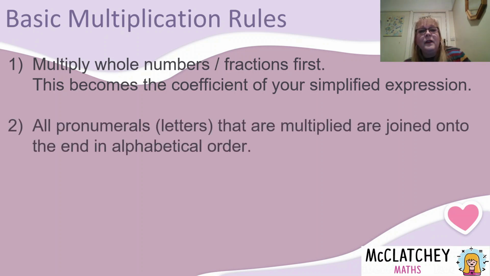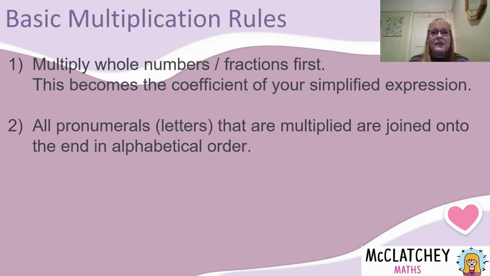Second rule, all those letters that are multiplied, we just join them at the end. Smush them together like they've been in a blender together. So if I've got an a times a b times an x times a y, it'll just simply sit on the end as abxy. All joined together, no symbols in between. Now, the order is not super important, but it's a convention in algebra to do it in alphabetical order.